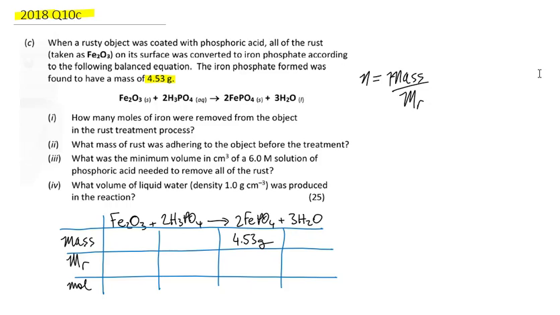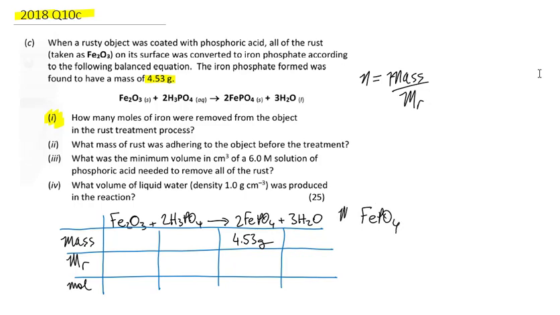Okay, so we want to establish the number of moles, because the first part of the question is how many moles of iron were removed from the object in the rust treatment process. So we're looking for the number of moles of iron. We've got to find out how many moles of iron are in this mass of iron phosphate. So now we're going to work on this part. We're going to fill in the relative molecular mass of iron phosphate.